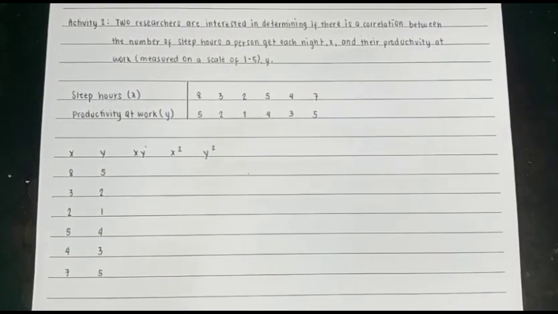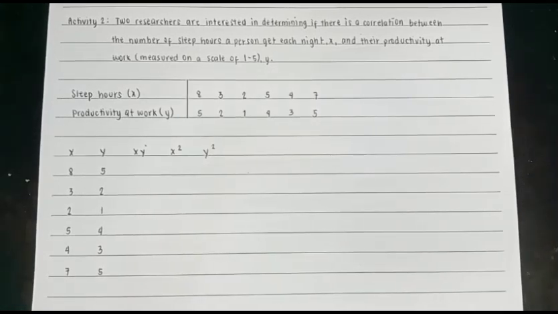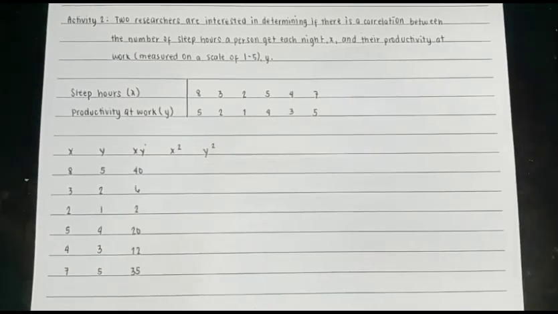For the activity number 2, our x is the sleep hours and our y is the productivity at work. Let's proceed to our xy. To get the value of our xy, just simply multiply the value of our x and the value of our y. Now, we have the value of our xy. Next is the x squared.